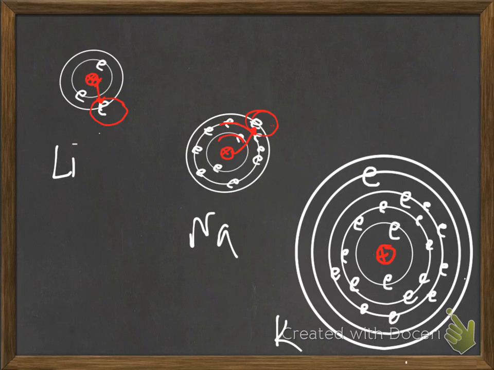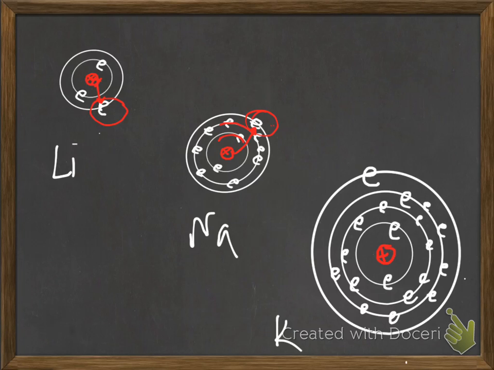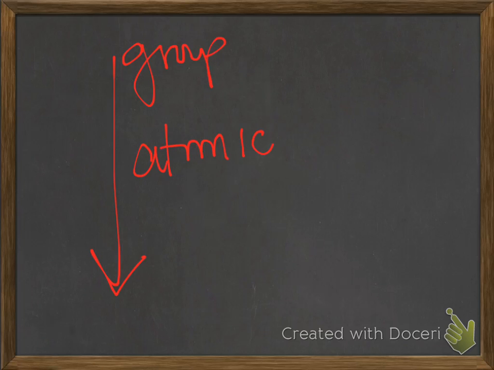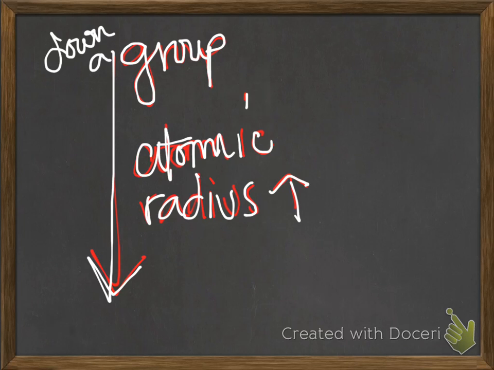Let me get rid of that last shell that we're not using. It's a much longer distance, and there's a lot more in the way to exert a force on that outer electron. So this thing tends to get fluffier and fluffier and fluffier, bigger and bigger and bigger as we go down a group, atomic radius increases. Okay? Atomic radius increases as we go down a group. Okay, so as we go down a group, the atomic radius is going to get bigger and bigger and bigger.